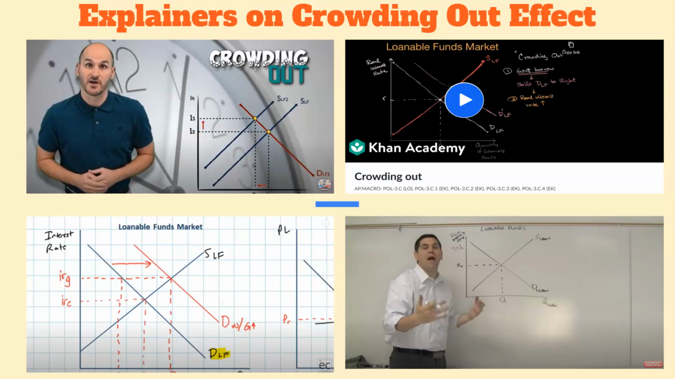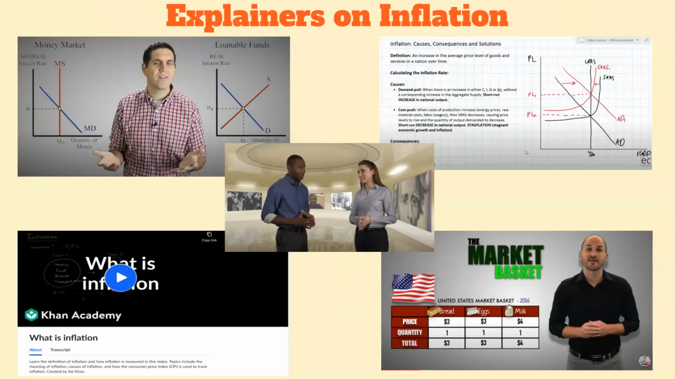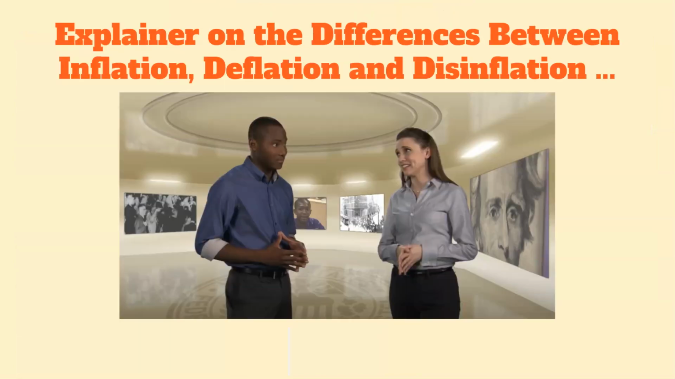As a reminder, we have explainers on the crowding out effect, which is what I'm going to cover first. This is the explainers for the crowding out effect. We also have explainers on inflation. And if you need a little help on the differences between inflation, deflation, and disinflation, there's a very short Federal Reserve video from the Federal Reserve Bank of Philadelphia that addresses this and really outlines those differences, and a short explainer on that.